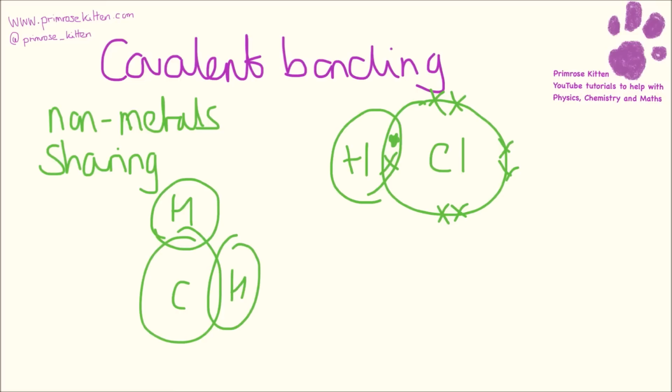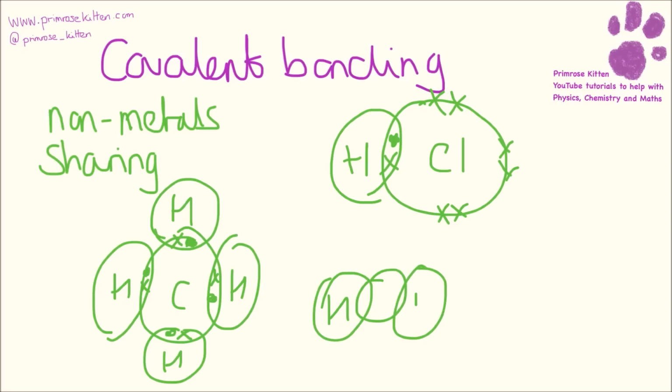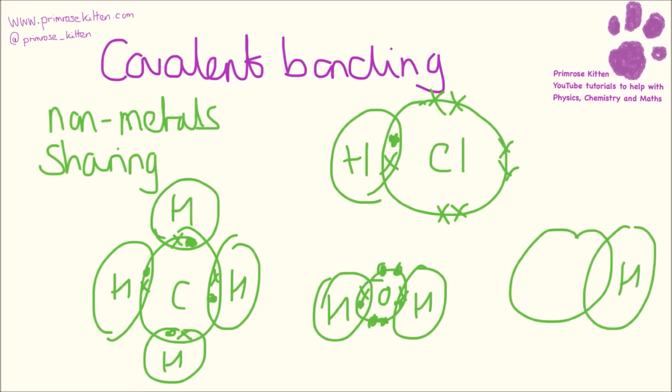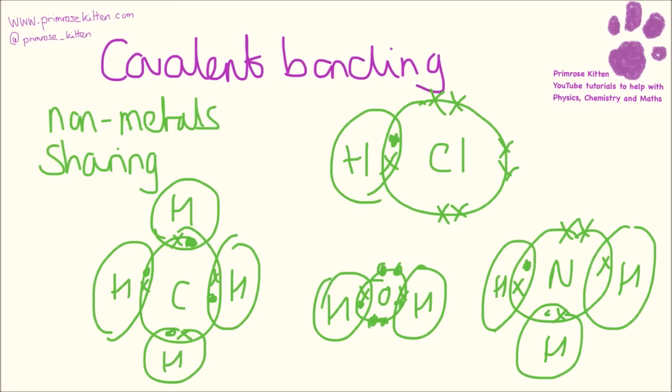Methane, which is CH4. And carbon is going to have 1, 2, 3, 4, and then each of the hydrogens gives 1. Water, which is going to have an oxygen in the middle, hydrogens either side, 1, 2, 3, 4, 5, 6 from the oxygen, and then another 2 from the hydrogens, and ammonia, which is NH3. So we're going to have 1, 2, 3, 4, 5, 1, 2, 3. These are the simple molecules the exam board expects you to know about and expects you to be able to draw.